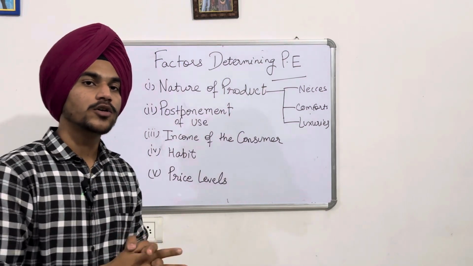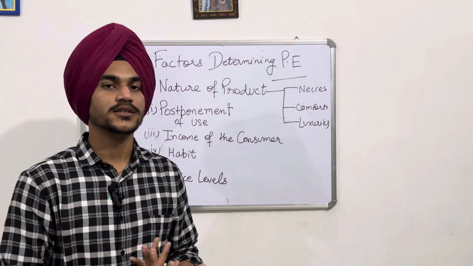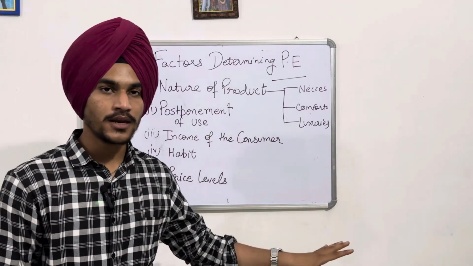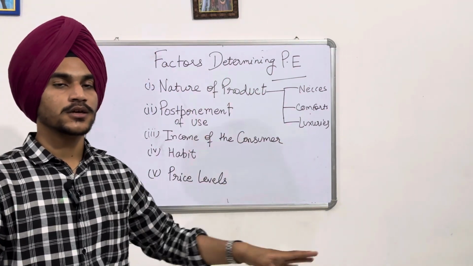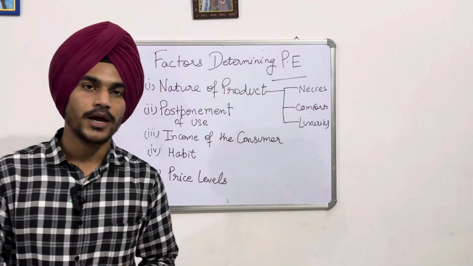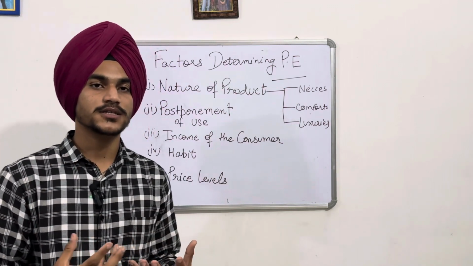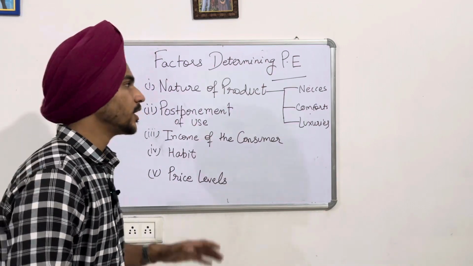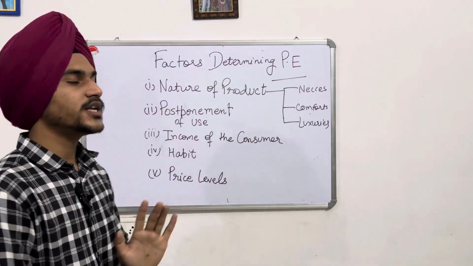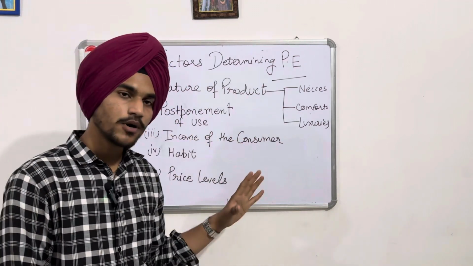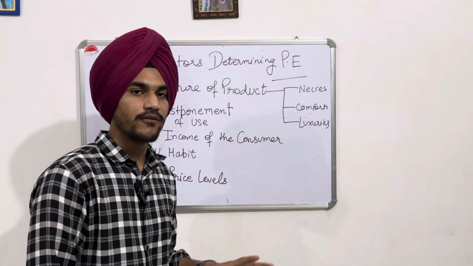After learning all types of elasticities in economics, let's see the factors that determine price elasticity. What do we mean by determine? It means the factors that affect price elasticity of demand. Okay, let's see. The first one is nature of product or commodity. There are three types of commodities that we have in our life.